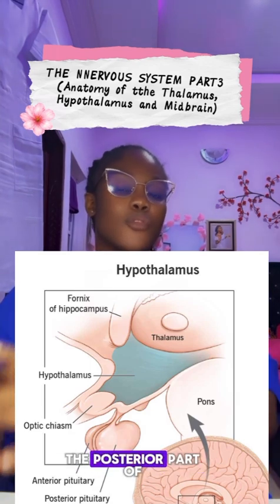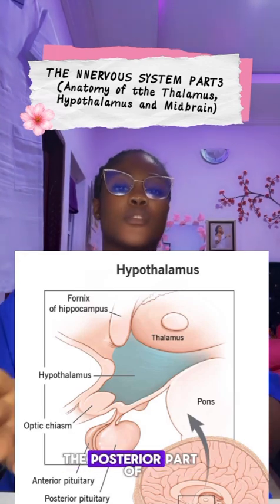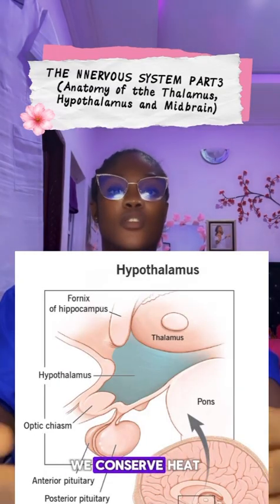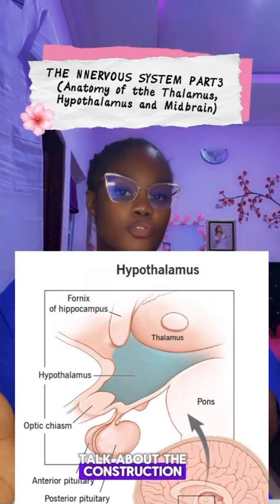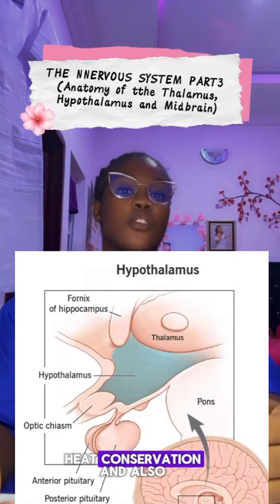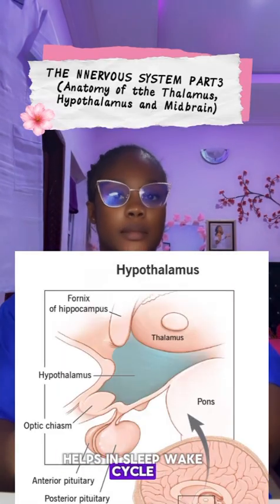Now we have the posterior part of the hypothalamus. The posterior part of the hypothalamus helps in heat conservation. How do we conserve heat? That is when you talk about the constriction of the blood vessels and the rest. So it helps in heat conservation and also helps in the sleep-wake cycle.